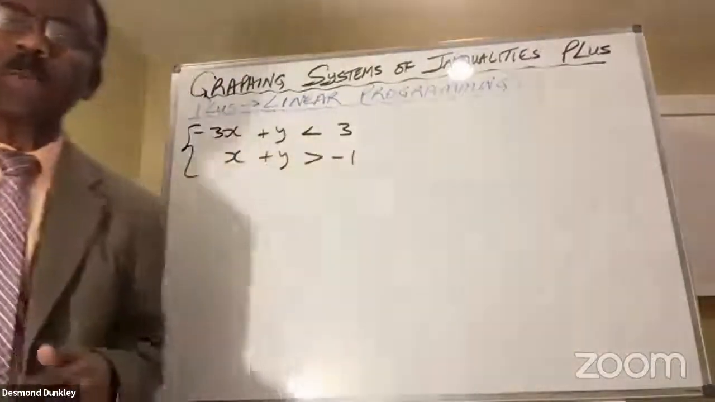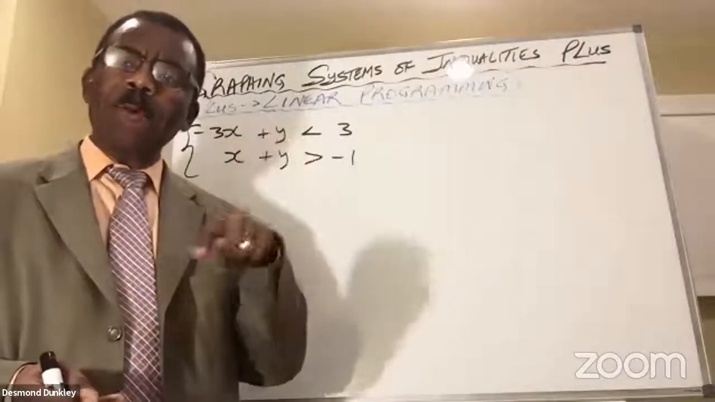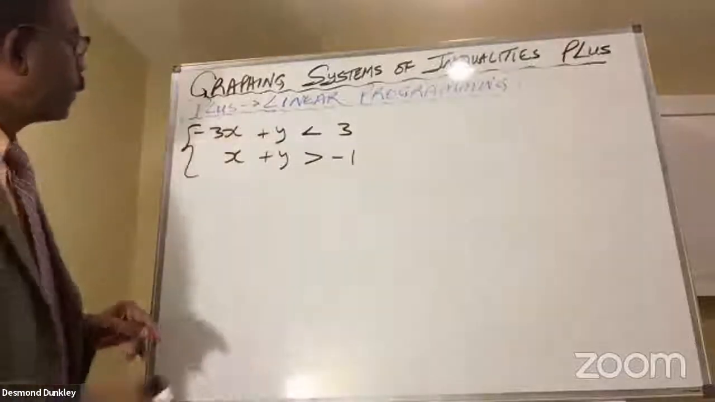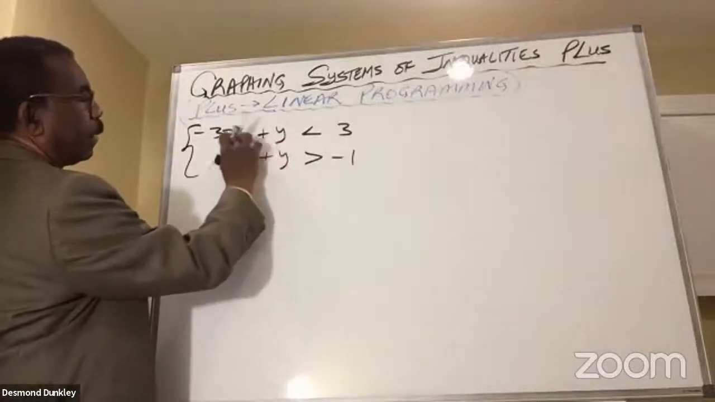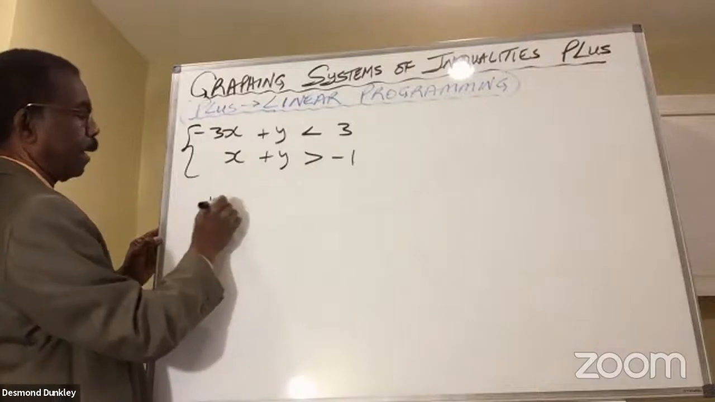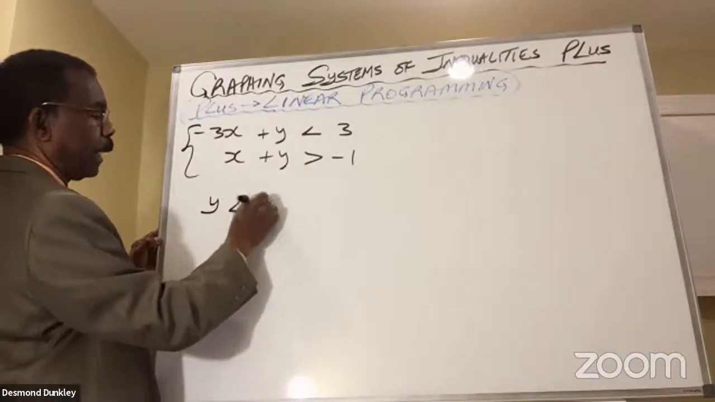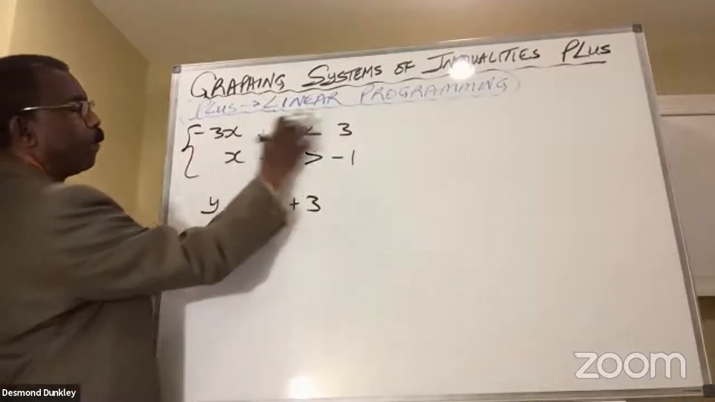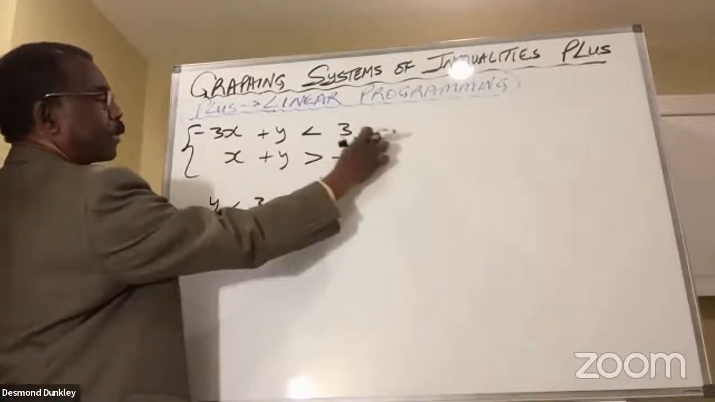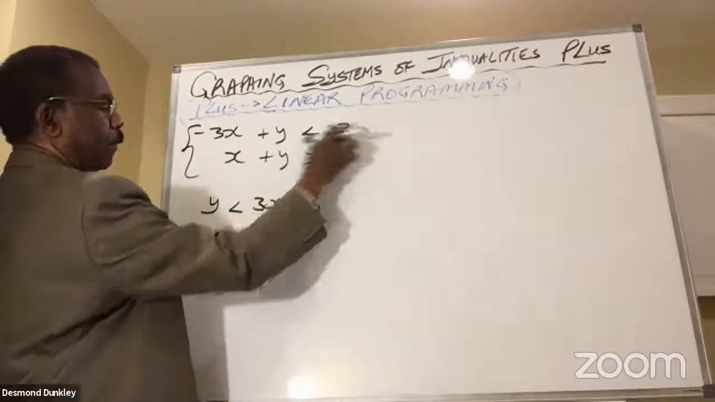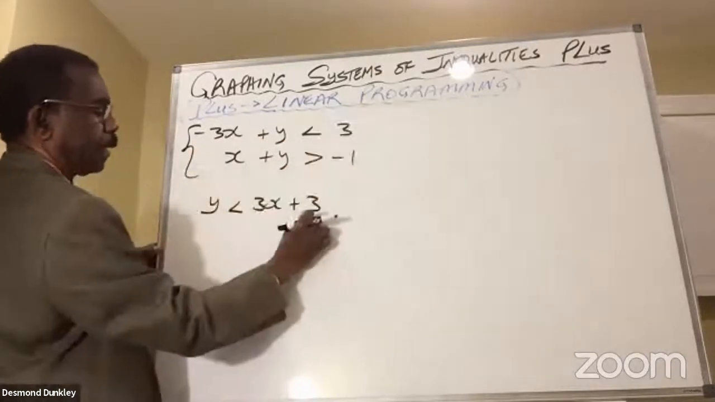The first thing I'll do is rewrite the inequalities so that I have y by itself. For this one, we have to move this over to this side, so we end up with y is less than 3x plus 3. All I did was move this over to the other side by adding 3x to both sides. So y is less than 3x plus 3, or 3 plus 3x, the same thing.